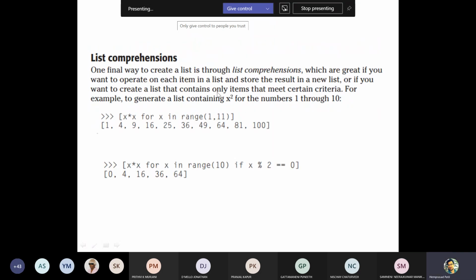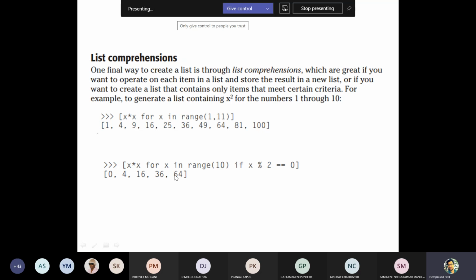Next is list comprehensions. One final way to create a list is through list comprehensions. Like for x in range 1, 11. The range function starts at m and goes up to n minus 1. If this is n, it will go up to n minus 1. So 1 to 10 is the valid range. It will pick up each element from this. Like first 1 is picked up, then 1 square is performed. 1 square is 1. Then next is 2. So 2 square, 4, 3, 9, 4, 16, like that. 1 to 10 are the valid elements. So 1 to 100 is the output. So we can generate a list in this way.